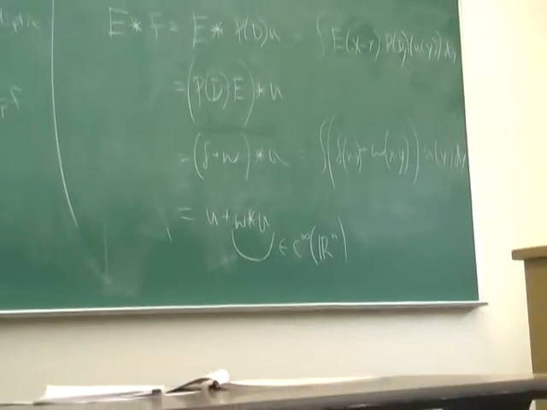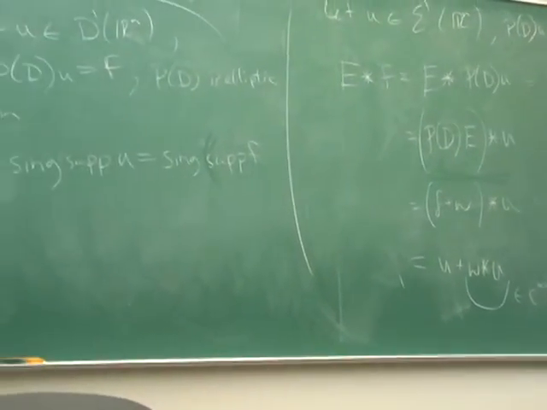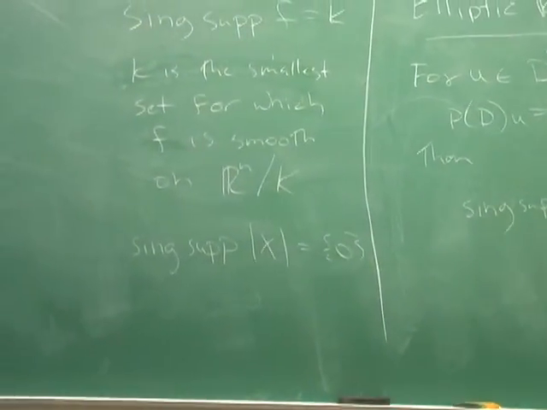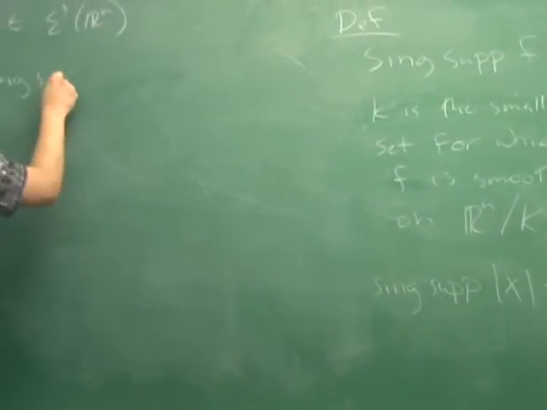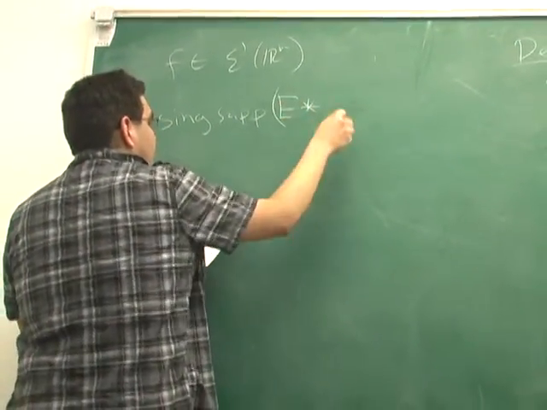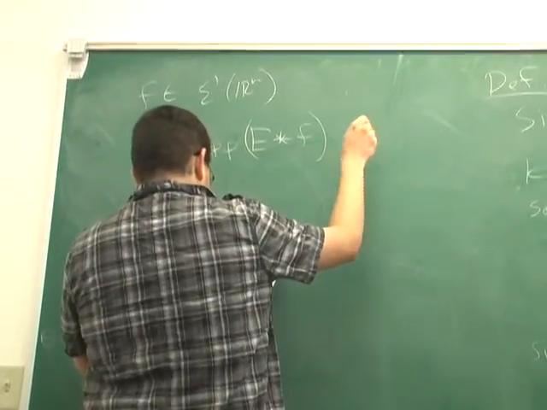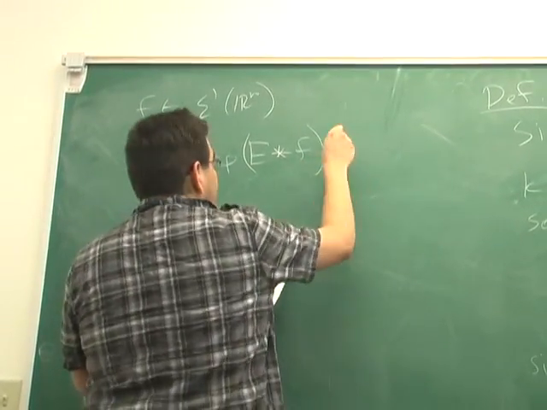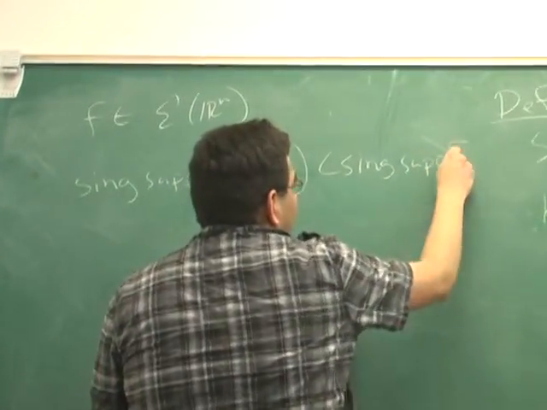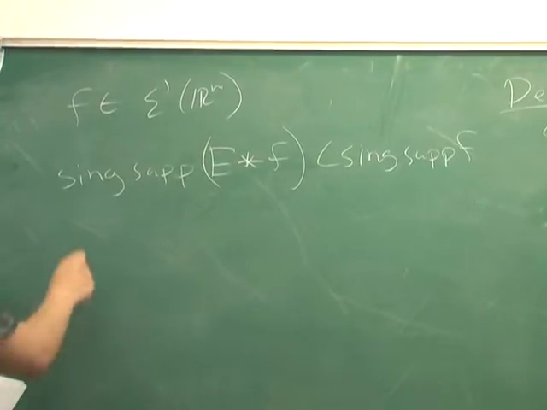So now look at singular supports again. That element of the compactly supported distributions: the singular support of E convolved with F is a subset of the singular support of F.